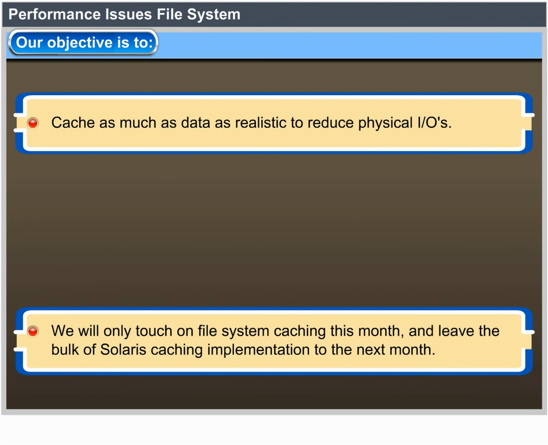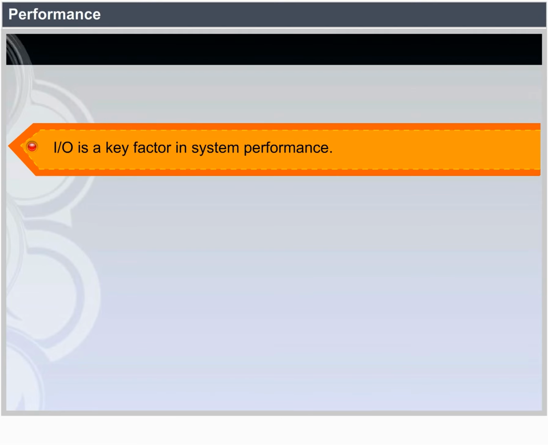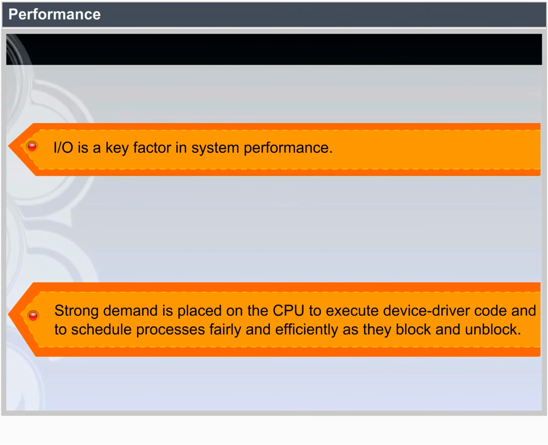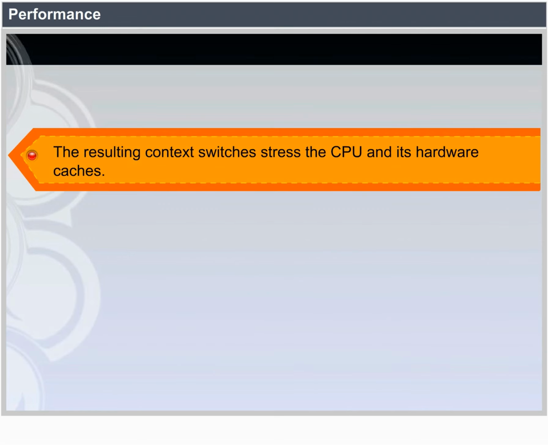Performance. Input-output is a major factor in system performance. It places heavy demands on the CPU to execute device driver code and to schedule processes fairly and efficiently as they block and unblock. The resulting context switches stress the CPU and its hardware caches. Input-output also exposes any inefficiencies in the interrupt handling mechanisms in the kernel.